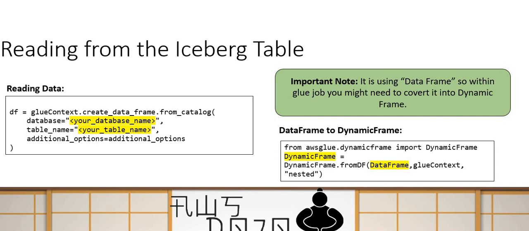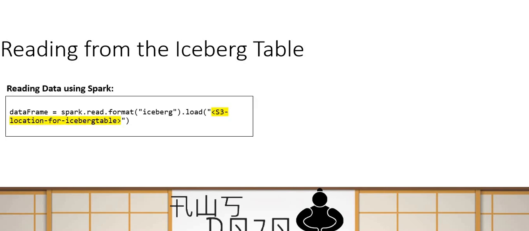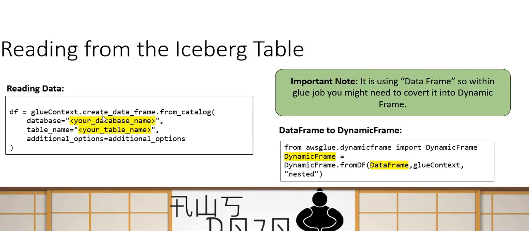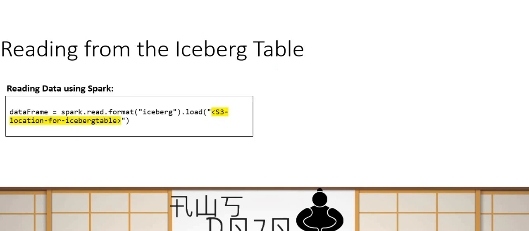Having understood how you can read data from the Iceberg table, let's talk about another mechanism of reading data from Iceberg table, and that mechanism is not using Glue catalog. In the first method, you can see I'm using a database name and table name, so I'm working with catalog to read data. But in this mechanism, you can use Spark to read data from the S3 location itself. So I'm reading data from the S3 location where this Iceberg table has been created, and I'm simply reading data from there.